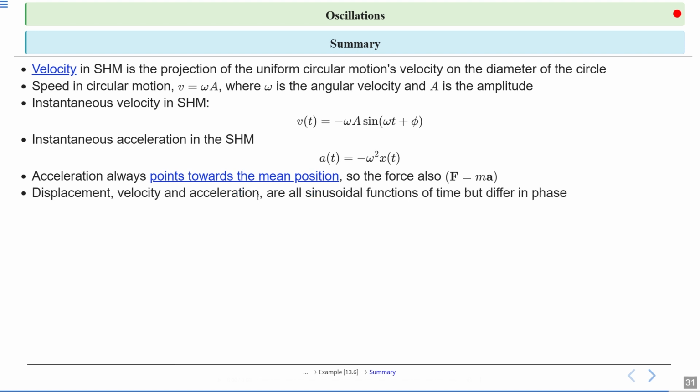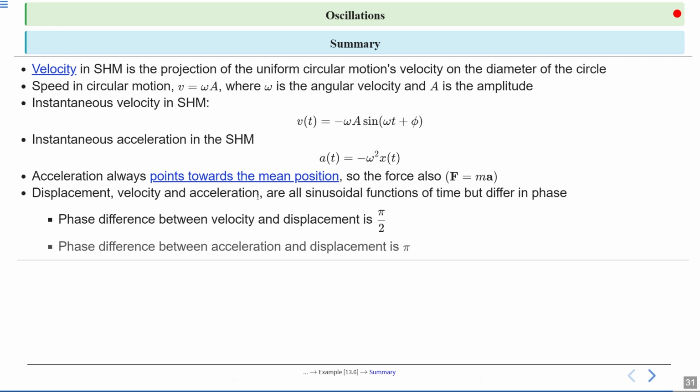Displacement, velocity and acceleration are all sinusoidal functions of time but differ in phase. The phase difference between velocity and displacement is pi by 2. The phase difference between acceleration and displacement is pi.